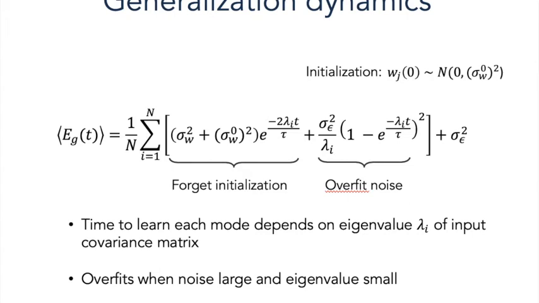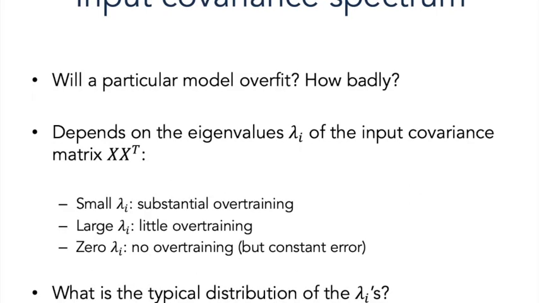Okay, so in order to understand whether a particular model will overfit and how badly it will overfit, what we need to do is understand what the typical distribution of these eigenvalues would be. Because if you have lots of small ones, then we'd expect substantial overtraining, and things could be very bad initially. If we have lots of large ones, then you have little overtraining, things will be fine. And if you have some exact zeros, well, it's not going to lead to overtraining, but it is going to be a constant error, because you never learn those directions. So what is the typical distribution of these eigenvalues?